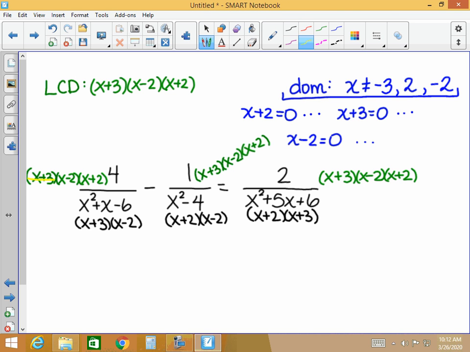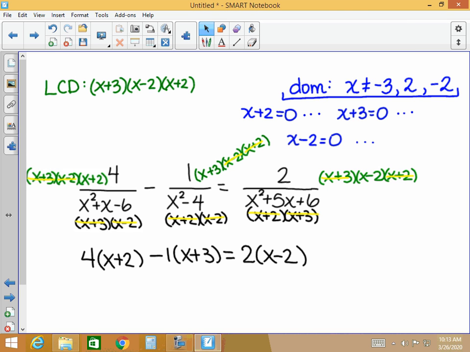When I come back then, I could start reducing and say, well, those two are gone from here. These two are gone from there. These two are gone from here. I forgot to pause and tell you to pause it again, but next time do that in the middle step. So what we have left is 4 times x plus 2 minus 1 times x plus 3 equals 2 times x minus 2.